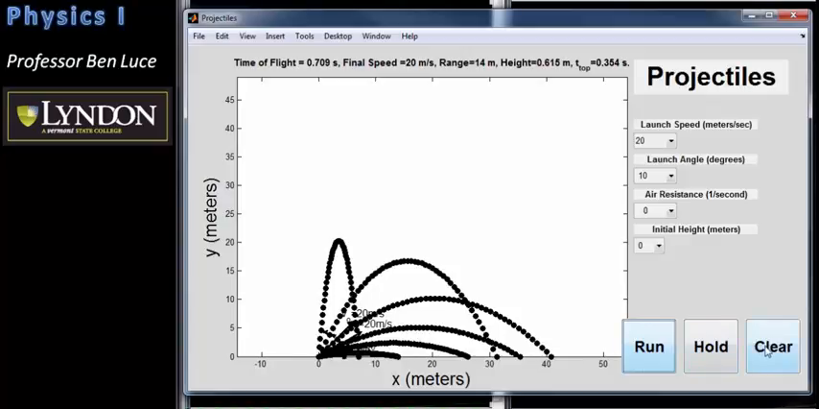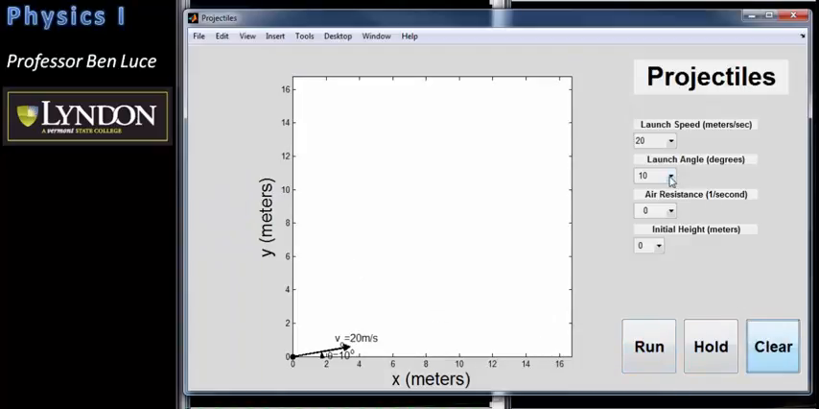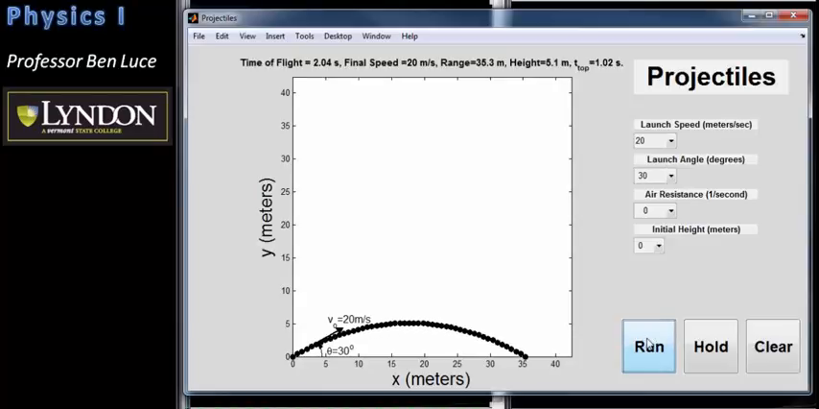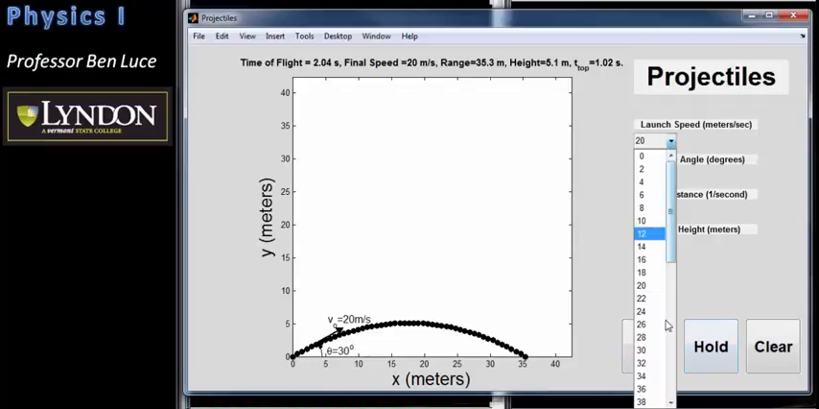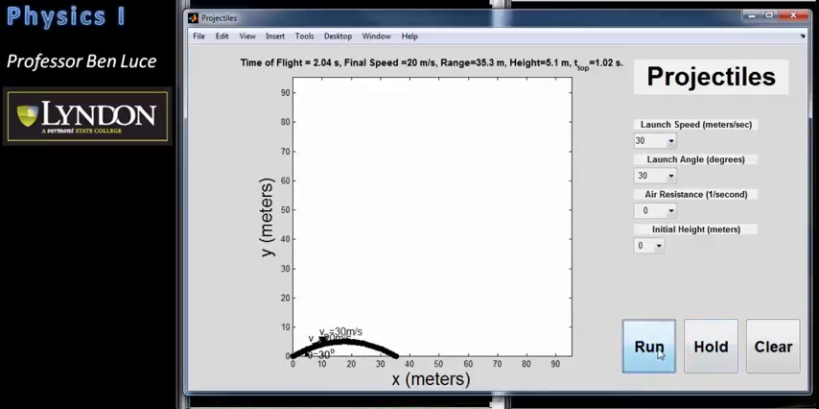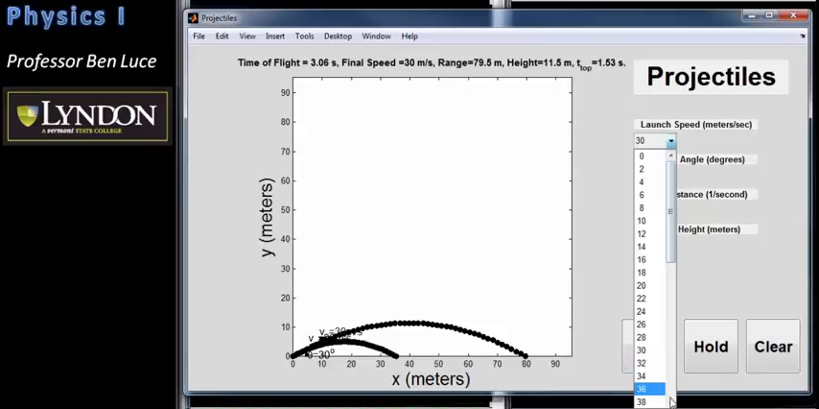Okay, let's clear that. Let's go back for a second to 30 degrees, and let's try launching with different initial speeds. So here we have the trajectory for 20 meters per second again, and now let's hold, and now let's increase the speed to, say, 30 meters per second. And we see just going up 10 meters per second took us a lot farther. Let's go to 40.